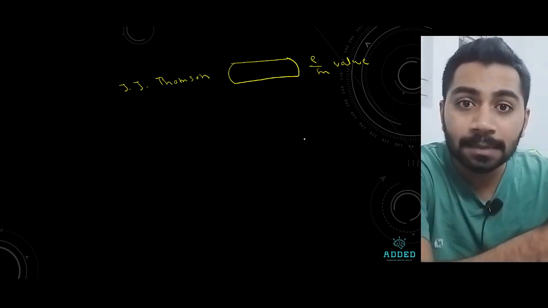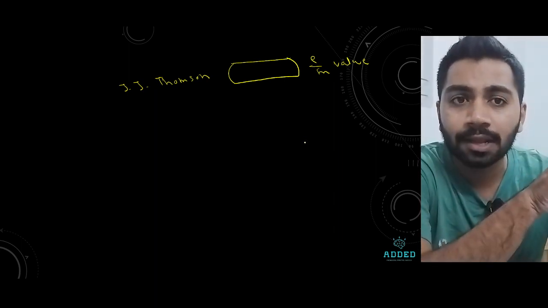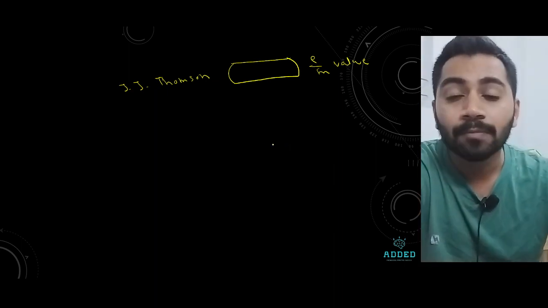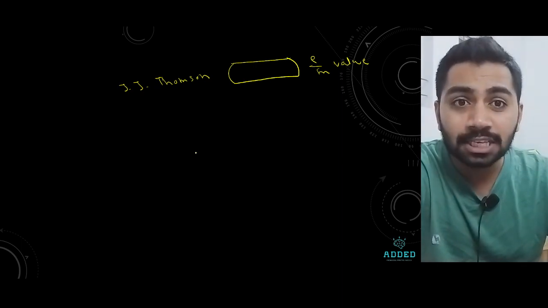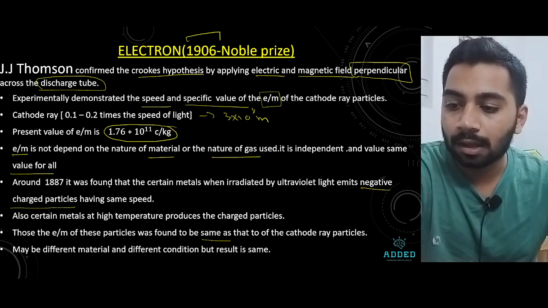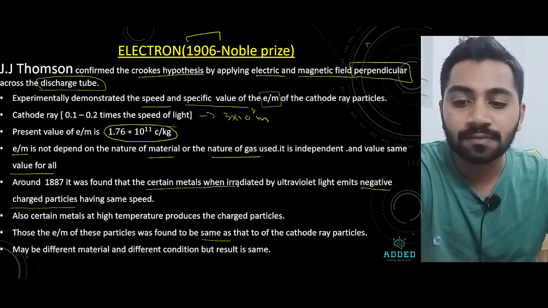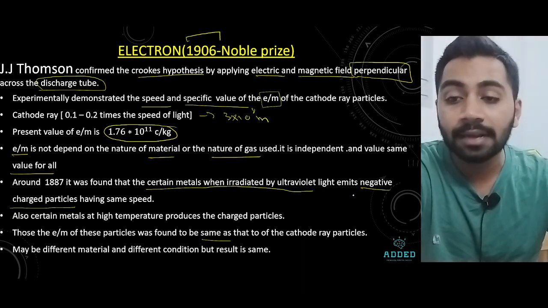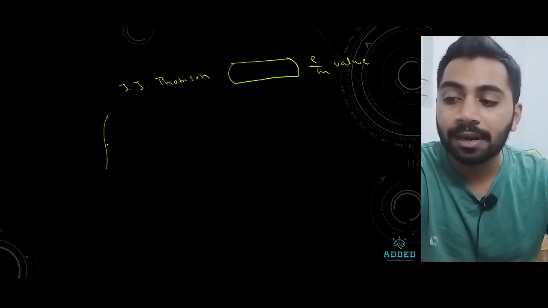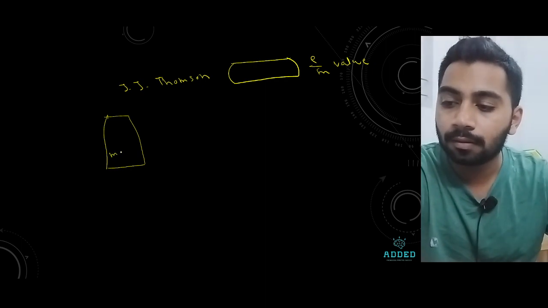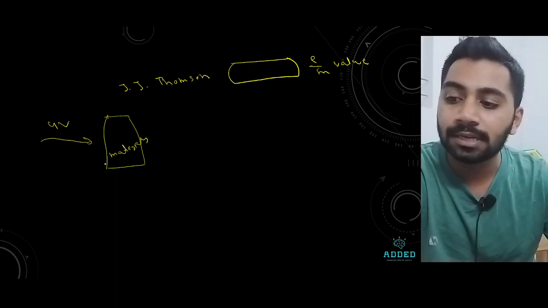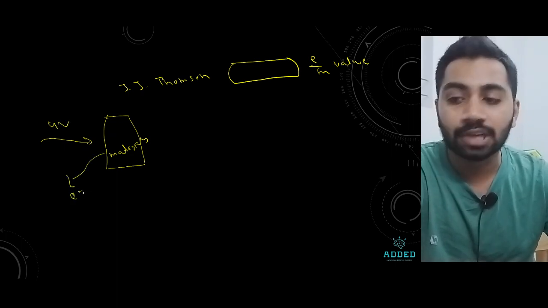He got to know that this e/m value is independent of the nature of material and nature of gas. But is the e/m value the same for all or not? He had huge confusion. At that time, he saw this point: certain materials irradiated by ultraviolet light emit negative charge. Any material which is struck by UV rays emits some negative charge.